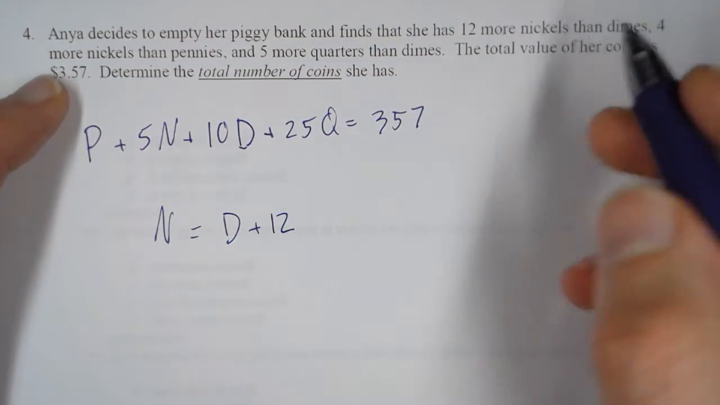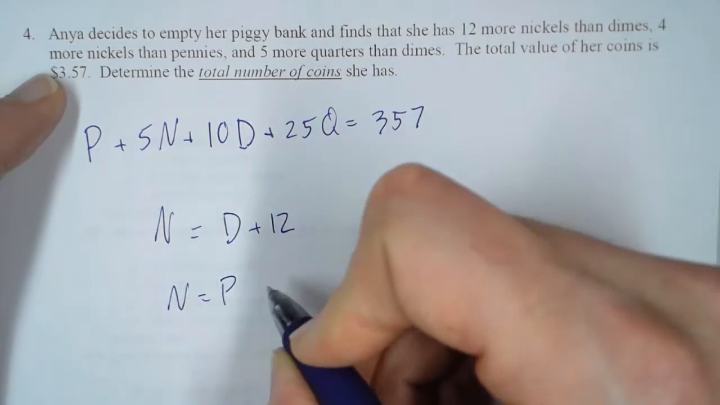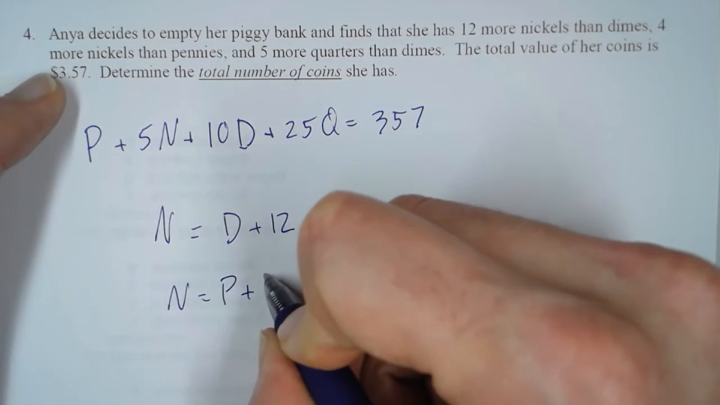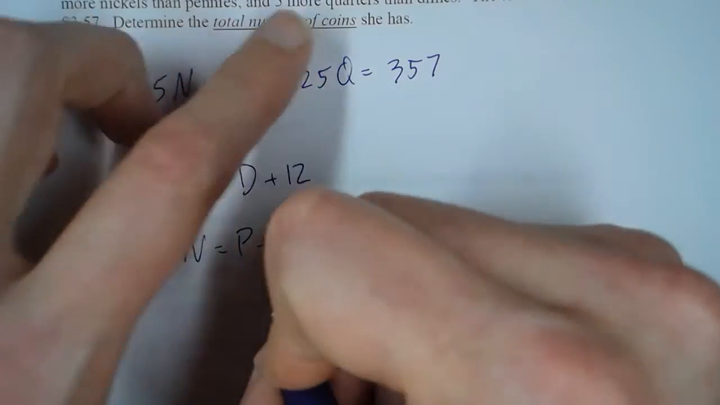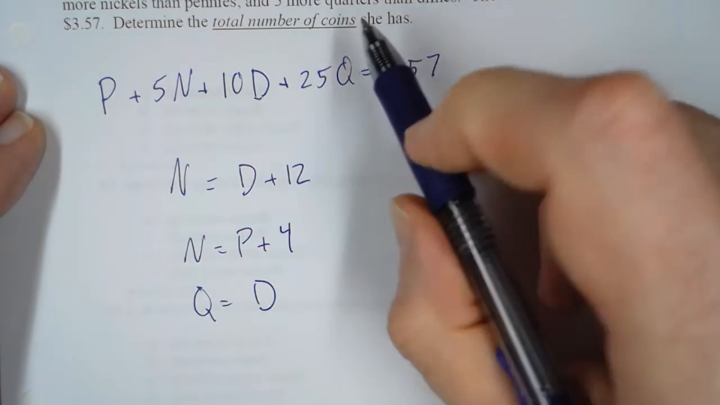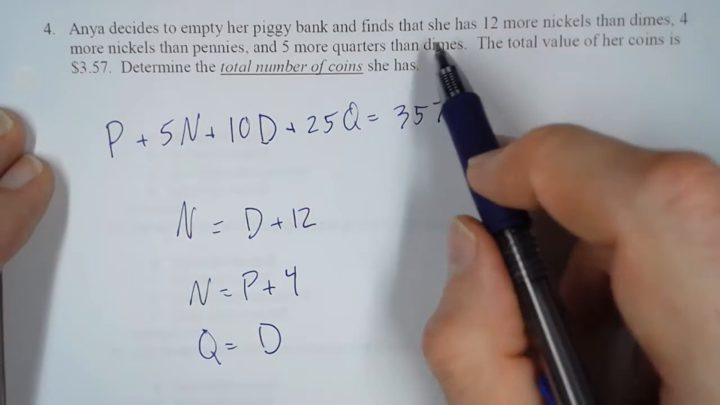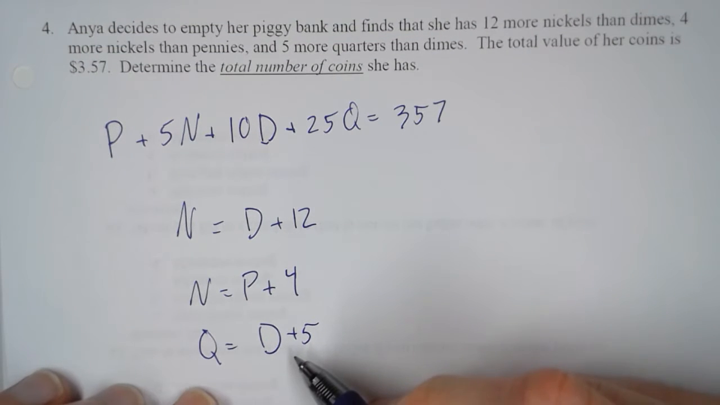She has 4 more nickels than pennies. So, are these equal? No. She has more nickels. So to make them equal, we need to add 4 to the number of pennies. Then it says 5 more quarters than dimes. Are these equal? Again, no. The quarters are more. So that means we need to add 5 to the dimes to make those numbers equal.